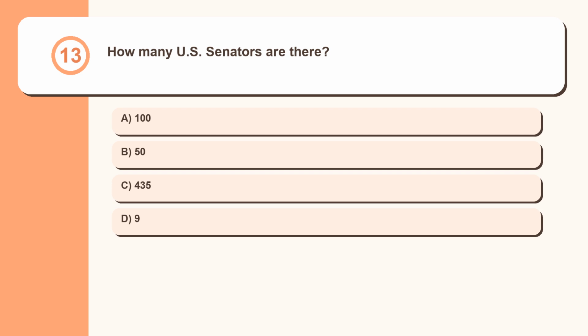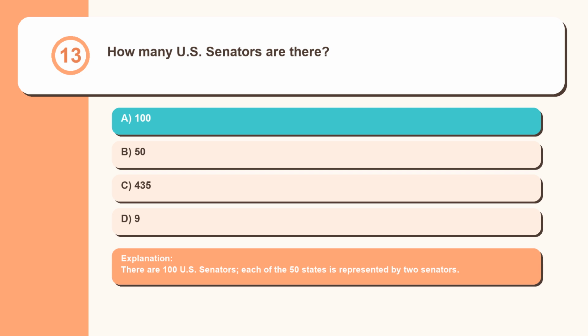Question 13. How many U.S. senators are there? 150, 435, 9. There are 100 U.S. senators. Each of the 50 states is represented by 2 senators.